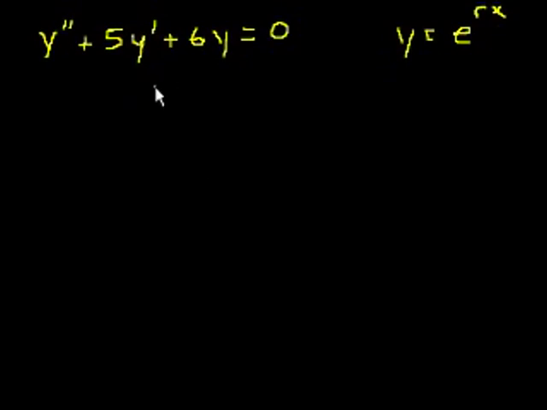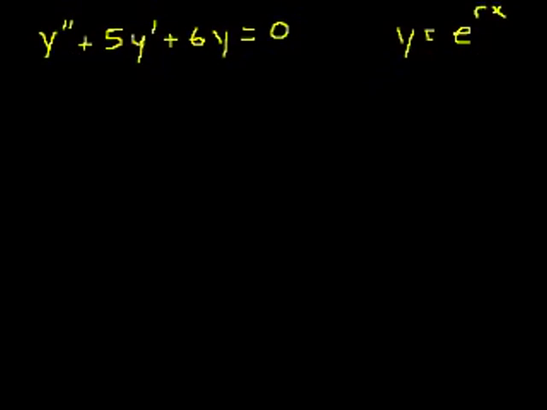Let's just make the assumption that y is equal to e to the r x, for some constant r, substitute it back into this, and then see if we can actually solve for an r that makes this equation true. And if we can, we found the solution, or maybe we found several solutions. So let's try it out. Let's try y is equal to e to the rx in this differential equation.